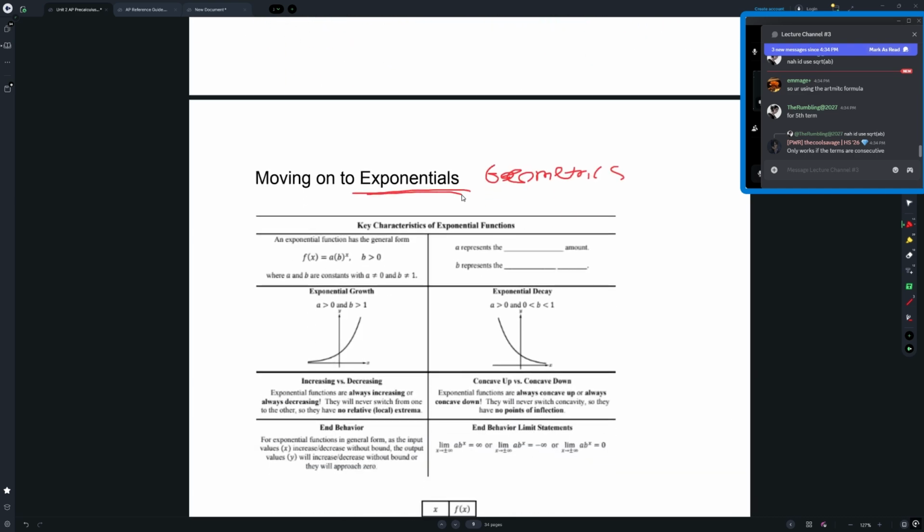Now we're going to move on to exponentials, which are similar to our geometrics, but now they're continuous. A represents the initial amount, and B represents the value that we're pretty much multiplying by. Or our ratio, which is a better word, or the common ratio. Yeah, there are multiple words for it.